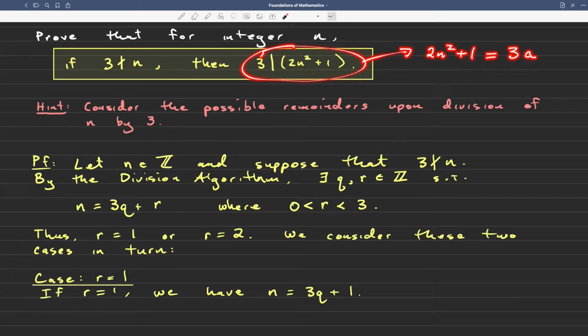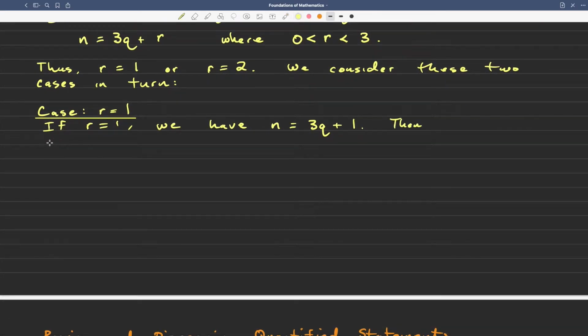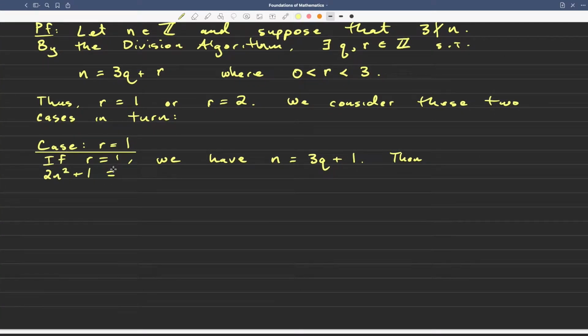So what we're going to do is take what we know n is equal to and substitute it into this expression 2n squared plus 1, and hope that after we do that we can pull a 3 out. So let's give that a whirl. Then what we see is that 2n squared plus 1 would then have to be equal to 2 times (3q plus 1) quantity squared plus 1. And we'll multiply all that out.